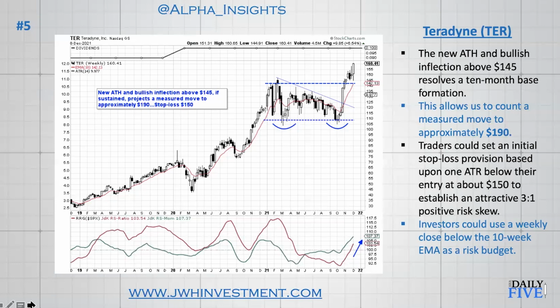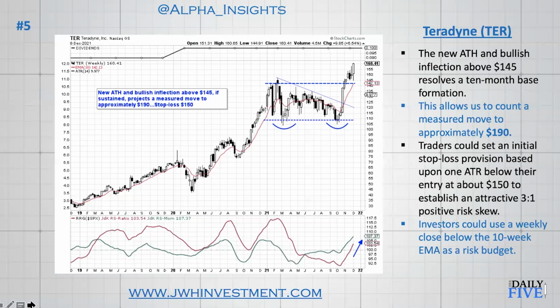Now, investors who are a little longer term might use a weekly close below the 10-week exponential moving average. That would give you a very liberal risk budget and keep you in the stock should we enter a period of volatility, but the stock still remains above its consolidation range. And so we love the relative strength characteristics here. We absolutely love the breakout and the acceleration off of that breakout. And we think the risk reward of this particular trade looks especially attractive.